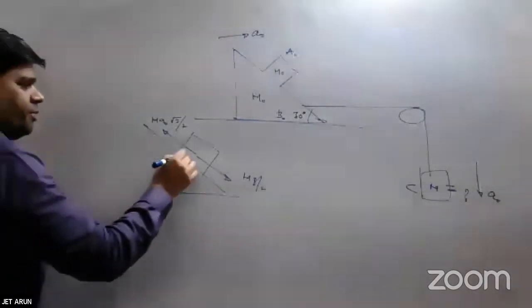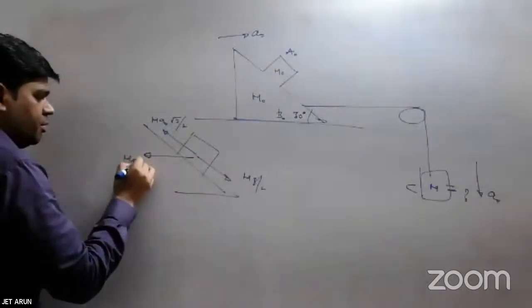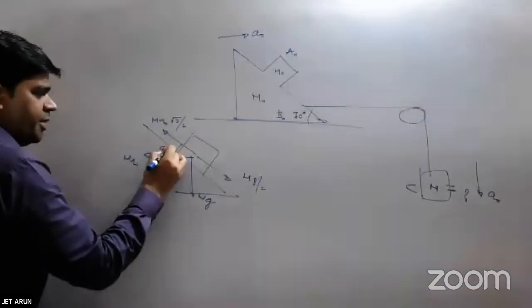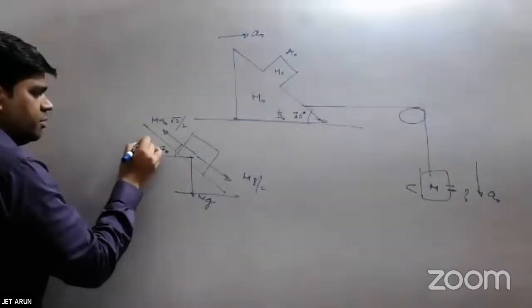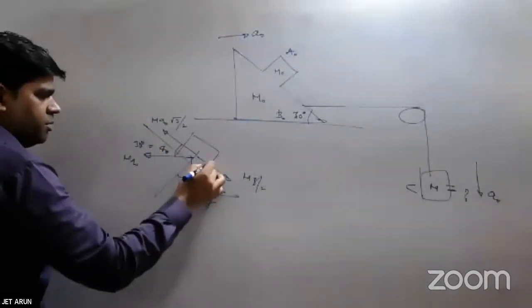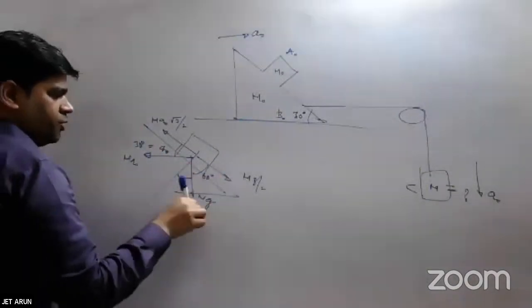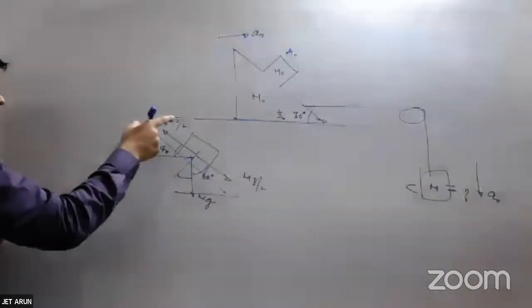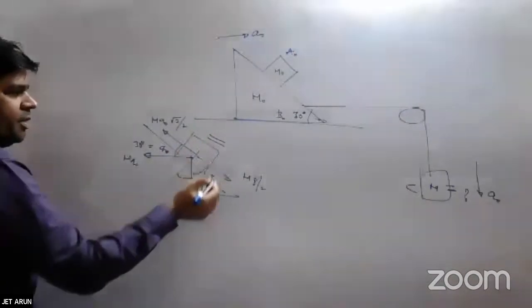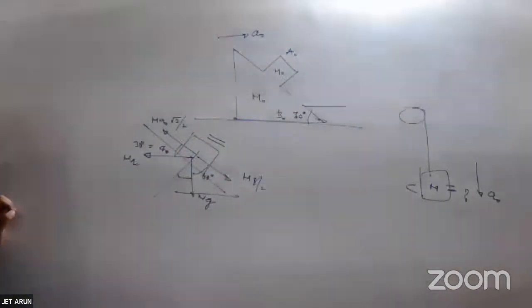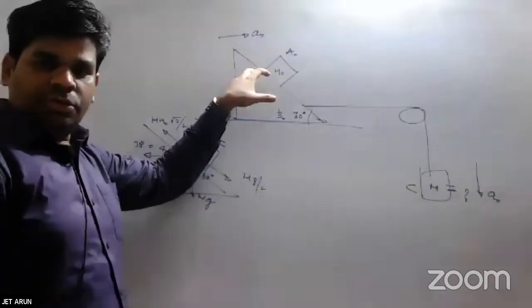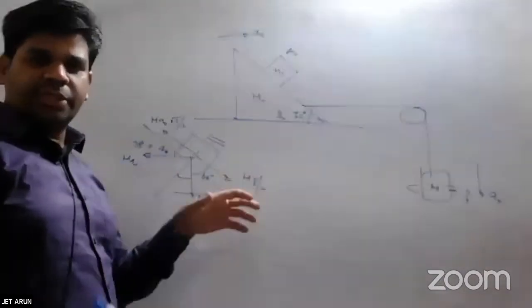Why is it ma root 3 by 2? The cos component. So this is theta, 30 degrees. So mg sin 30, and ma cos 30, which is ma root 3 by 2. Now this should be equal to mg sin 30, because the net force on it should be 0. Only then will it be at rest with respect to the wedge.